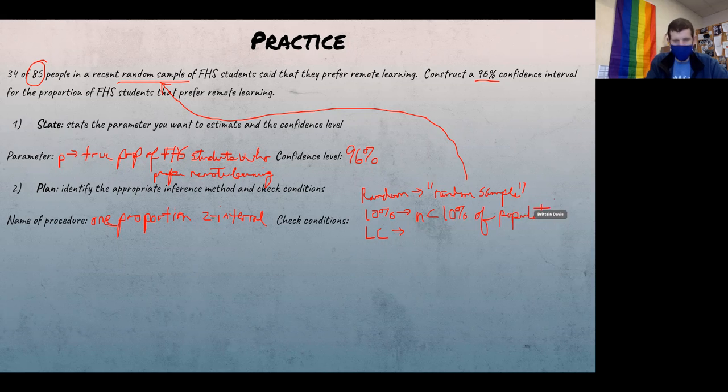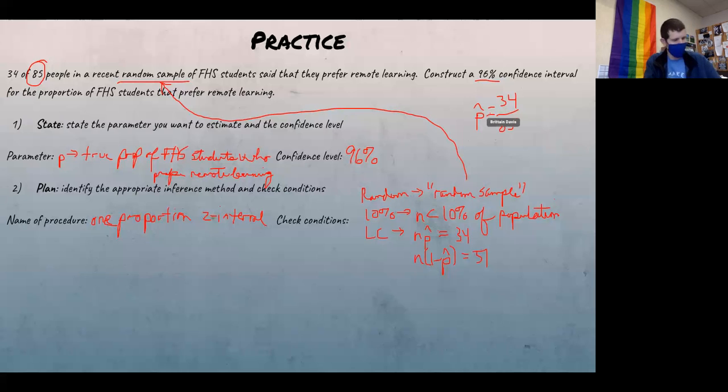And then the large counts. This is where we do our n times p and n times 1 minus p. Well, in this case, p hat, because that's all we have. n times p hat. Well, we have to figure that out, don't we? Let me give you a spoiler. If we figure out the proportion, then we do n times that, we're just going to get 34 and 51. But we need to figure out p hat. So it's going to be 34 divided by 85, which is 0.4.